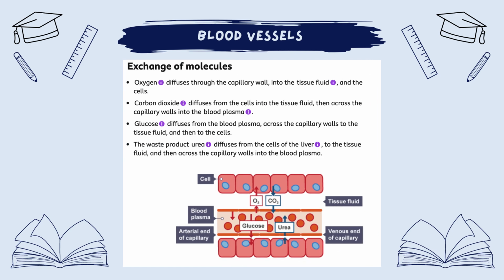Exchange of molecules. Oxygen diffuses through the capillary wall into the tissue fluid and the cells. Carbon dioxide diffuses from the cells into the tissue fluid, then across capillary walls into the blood plasma. Glucose diffuses from the blood plasma across the capillary walls to the tissue fluid and then to the cells. The waste product urea diffuses from the cells of the liver to the tissue fluid and then across the capillary walls into the blood plasma.